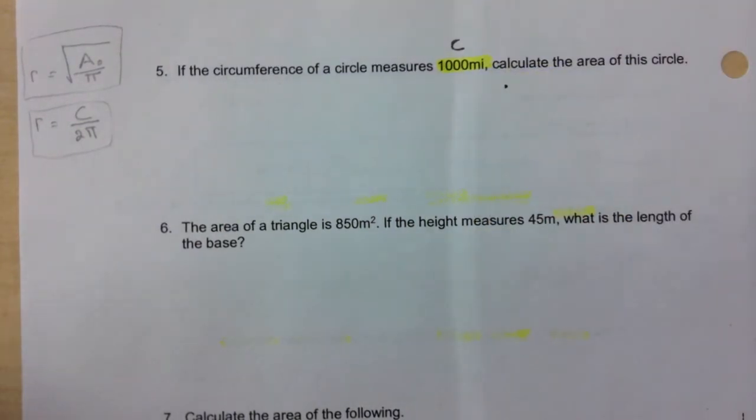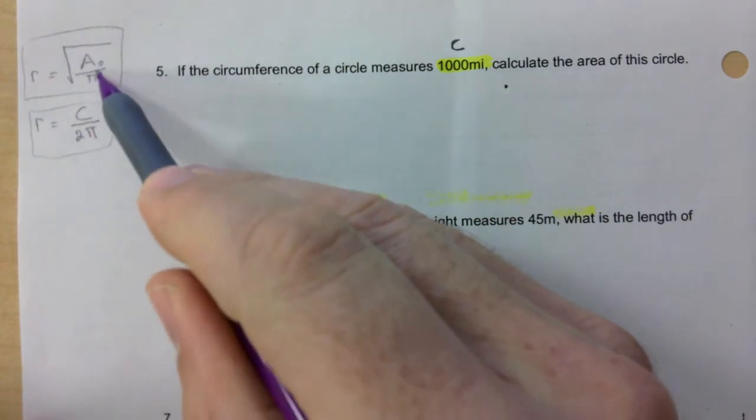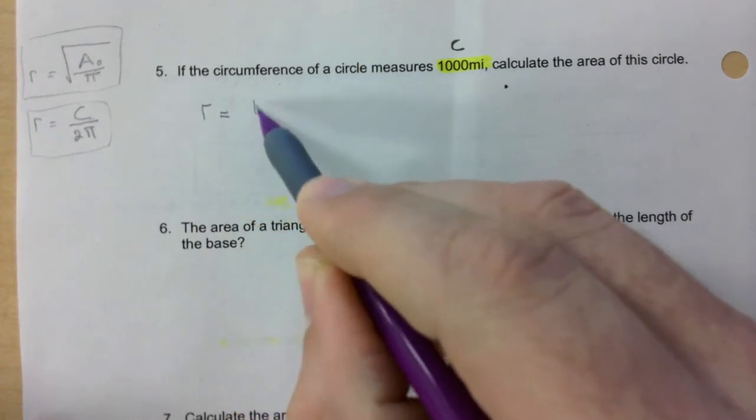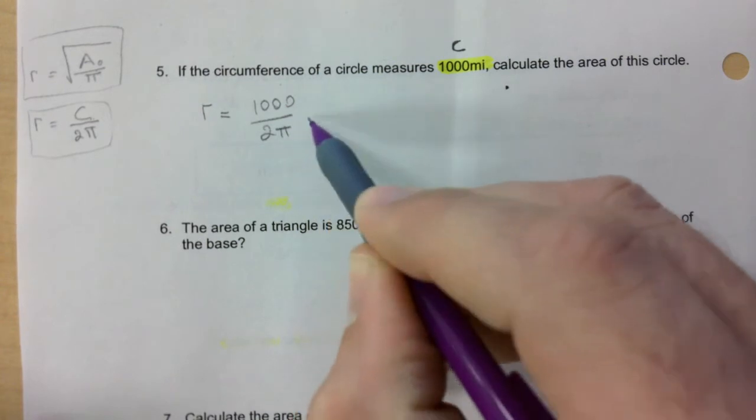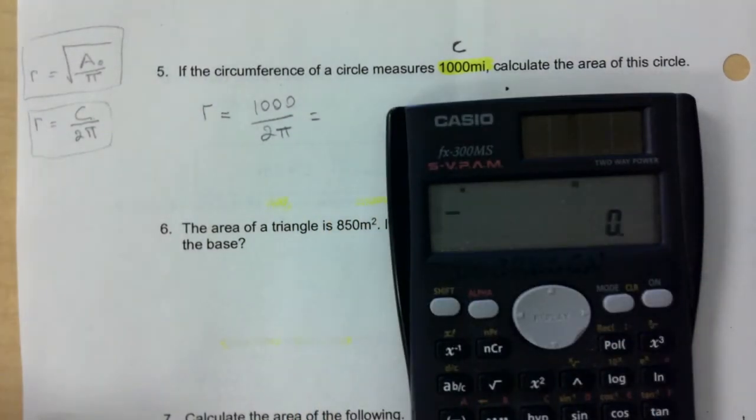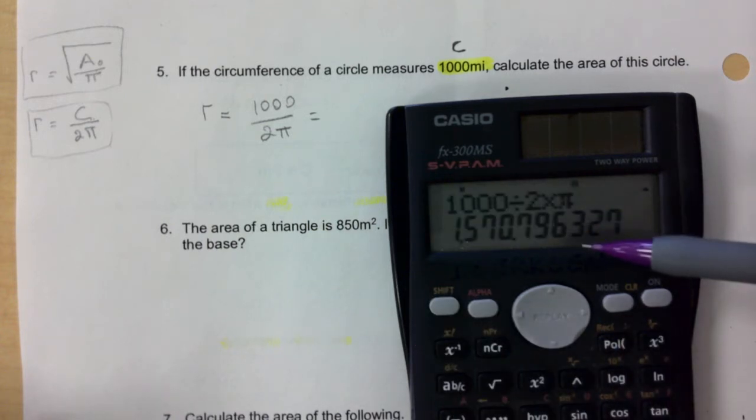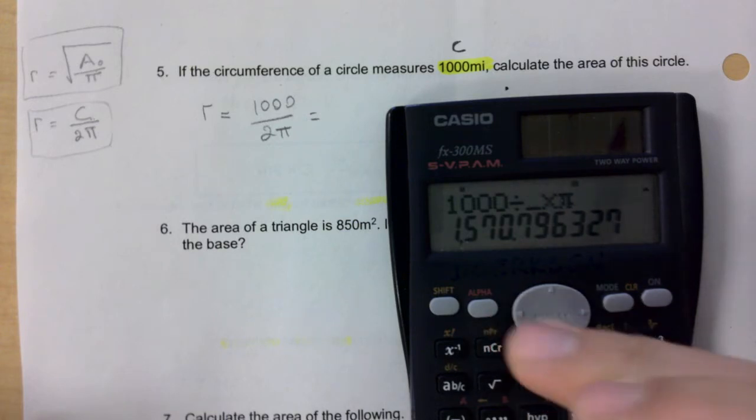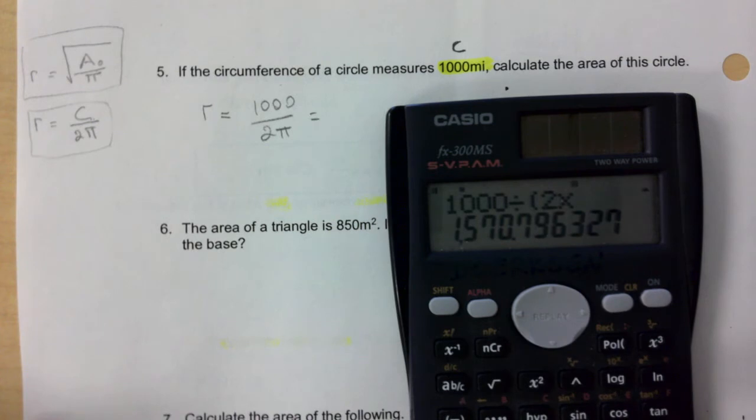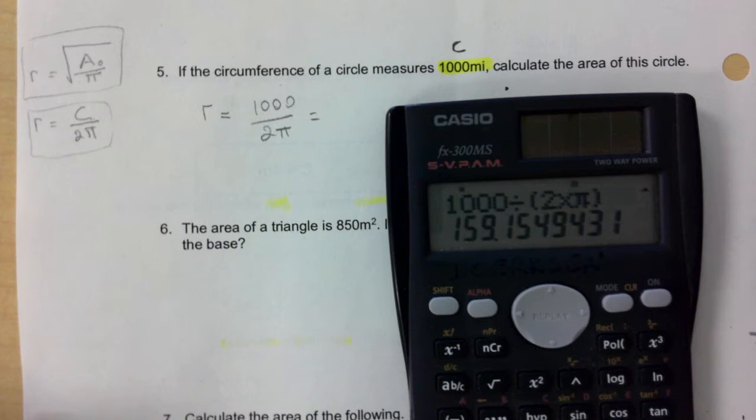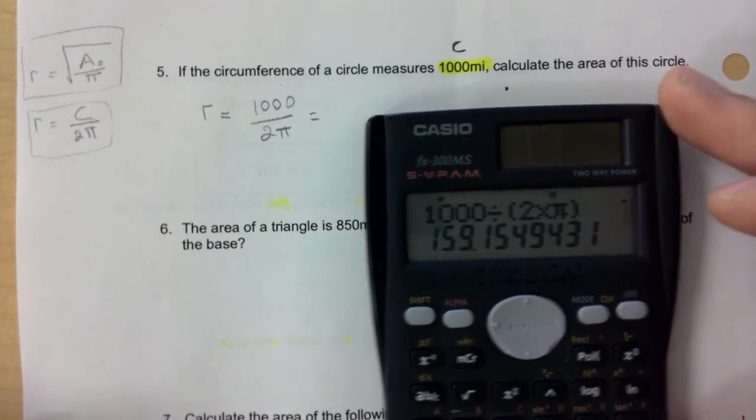So therefore, let's say you go to your study sheet and you have to pick one of these two. You're going to pick that one because this one involves the circumference. So radius is going to be 1,000 divided by 2 pi. So again, you get your calculator, you go 1,000 divided by, you've got to be careful. If you go divided by 2 times pi like this, you're going to get the wrong answer. It has to be divided by 2 times pi in brackets. And if you don't have brackets, then you need to figure out what 2 times pi is first, and then go 1,000 divided by that number. Okay, so it's 159.15.